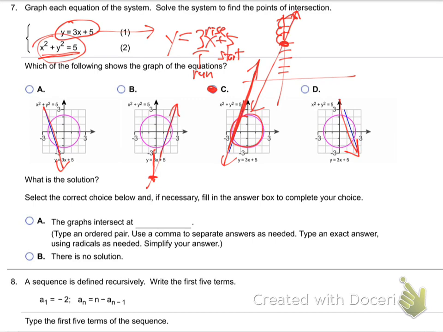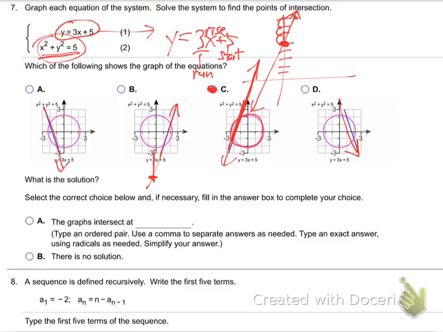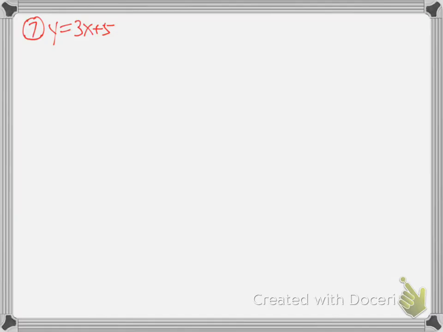Okay, let's go on and solve them now. So now number 7 here: y equals 3x plus 5, and the other equation, x squared plus y squared equals 5. Okay, so how are we going to solve this? I'm going to take this guy and plug it right in there.